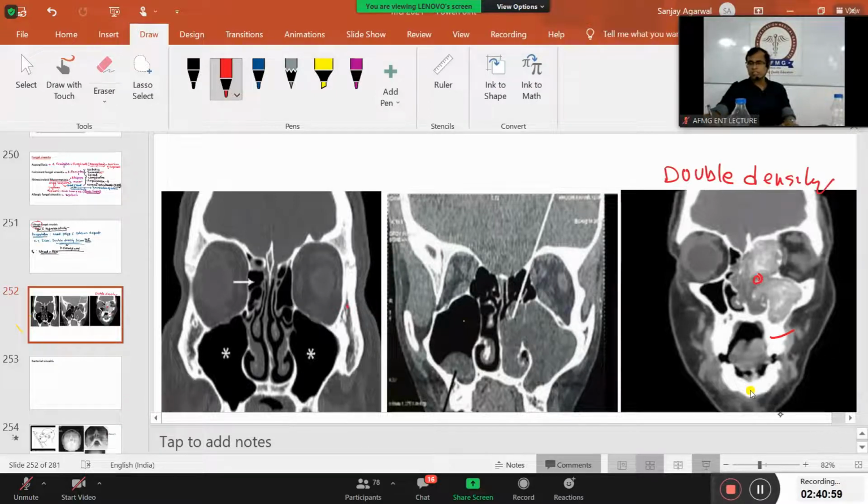In your exam, they have not given the image so far, but they have asked what is double density scan seen in. This is the following condition: double density scan as a question. The answer is fungal sinusitis. So this will complete fungal sinusitis.